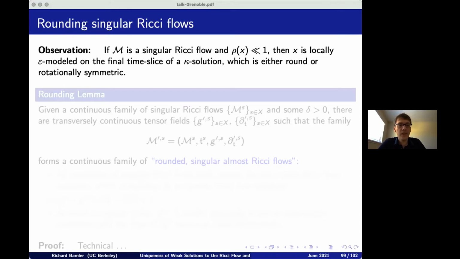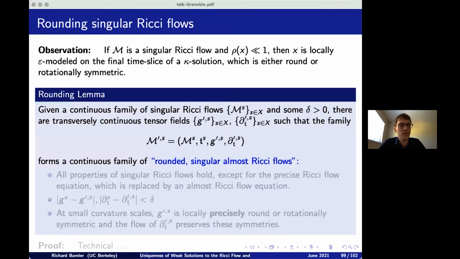metrics. Okay? So the idea will be the following: to replace our singular Ricci flows by flows that are almost singular, but that are precisely round or precisely rotationally symmetric. Okay? And so that's why we have to do this kind of pre-processing of our continuous family of Ricci flows. So we'll have to replace it by these rounded Ricci flows. Okay? So the precise lemma is much longer, much more technical, but let me just show you the flavor of this lemma.